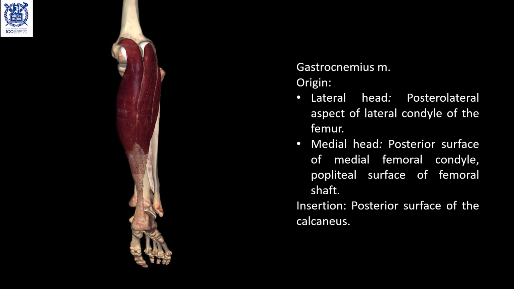Firstly, we will talk about the superficial muscles. Gastrocnemius muscle. It has two heads. Lateral head. The origin is posterior lateral aspect of lateral condyle of the femur. Medial head has its origin at posterior surface of medial femoral condyle and popliteal surface of the femoral shaft. Insertion, posterior surface of the calcaneus.